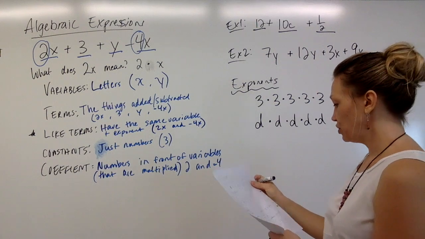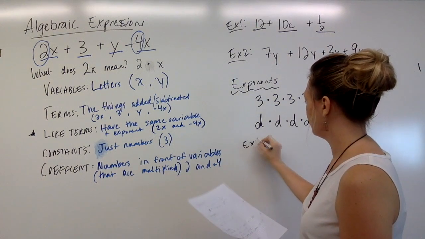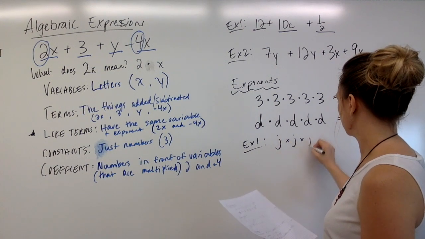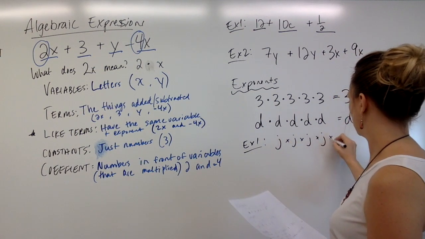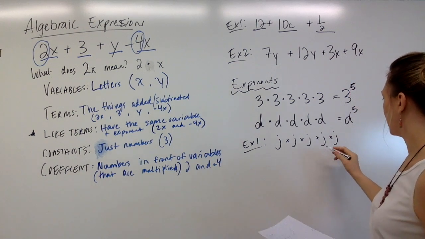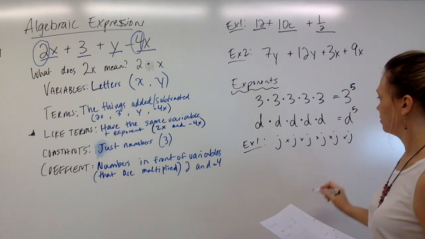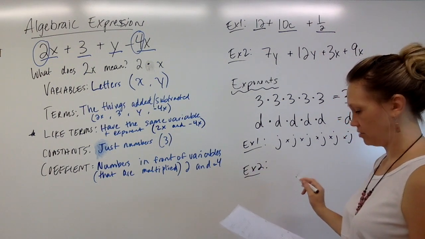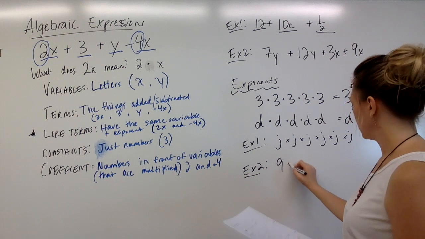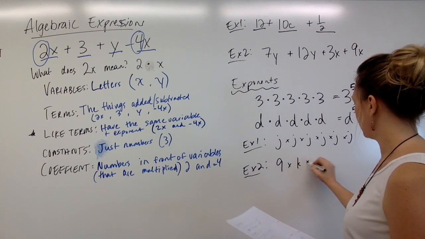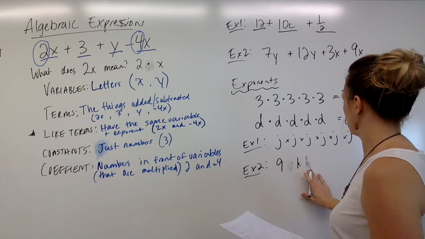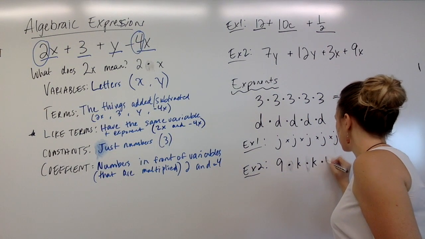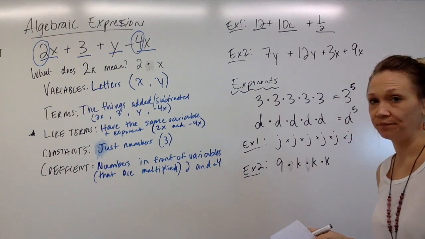All right, so you tell me then, example 1, how would I write this? J times j times j times j times j times j. Do that and then also do example 2. How would I write this? 9 times k times, I'm going to use dots, 9 times k times k times k. Pause here and do that.